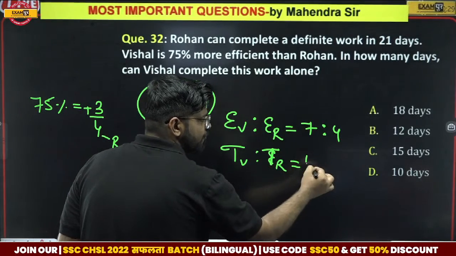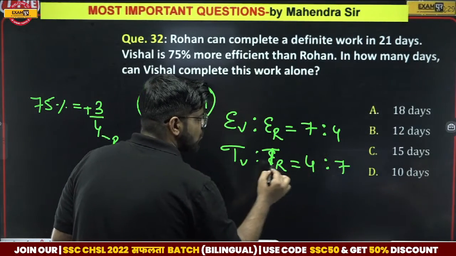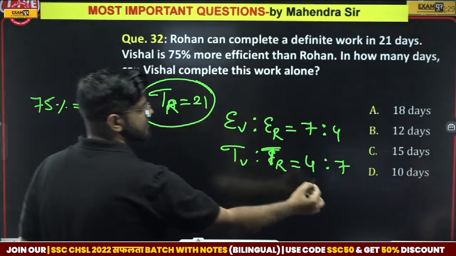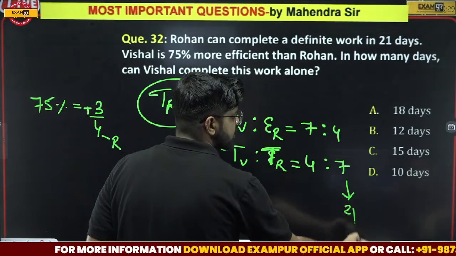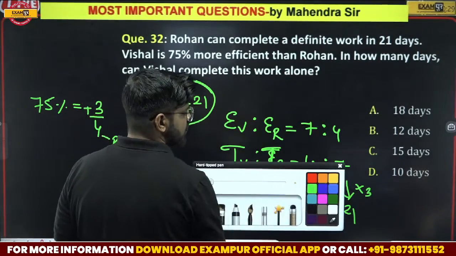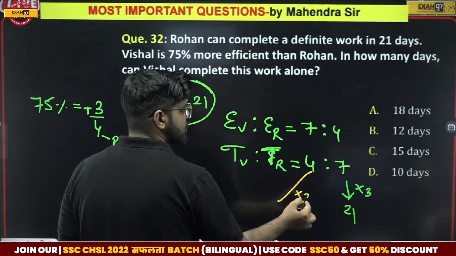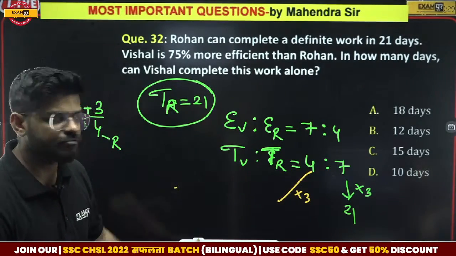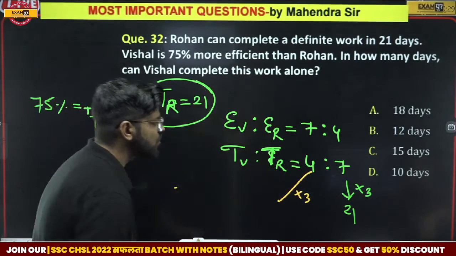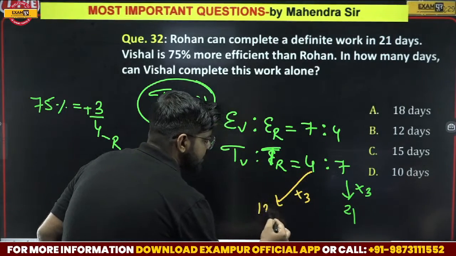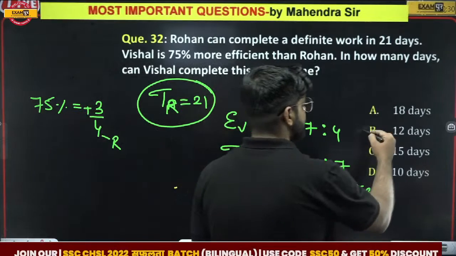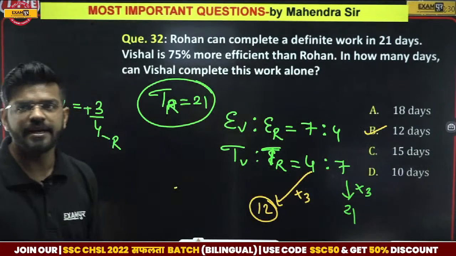That means the time ratio is 4:7. Now the question has given that Rohan's time is 21 days. That means this 7 is nothing but 21. What is the multiplying factor here? The multiplying factor is 3. So we multiply by 3 to get the time period of Vishal. In how many days can Vishal complete this alone? 4 times 3 is 12, so 12 days. Clear? Yes, Anupam, absolutely correct. Option number B is my right answer.